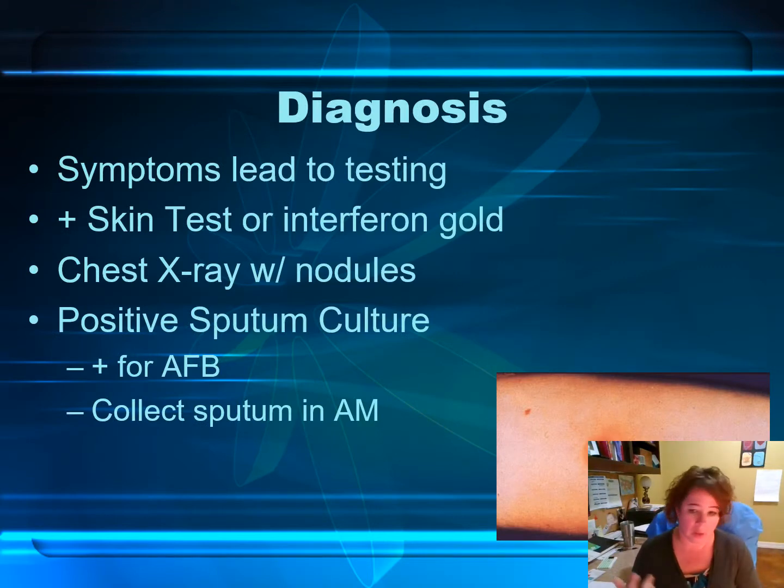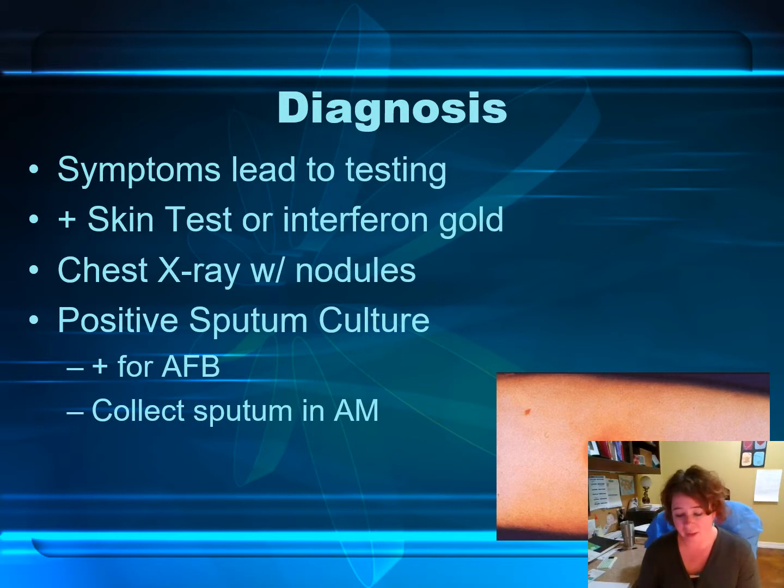So one, you have to have symptoms that would make you think, well, maybe this patient's got tuberculosis. So coughing up blood, night sweats, loss of weight without intentionally doing so, those would all lead me to look down the path to see whether or not this patient has tuberculosis. We would need a positive skin test and a positive interferon gold examination, which is a blood test. And then maybe we take a chest x-ray on them to see what their chest x-ray looks like.